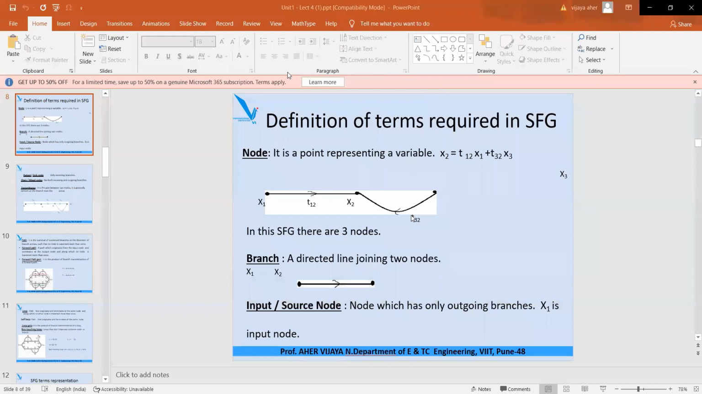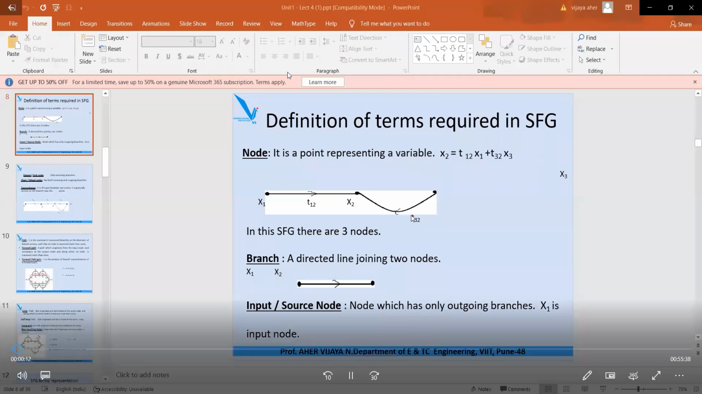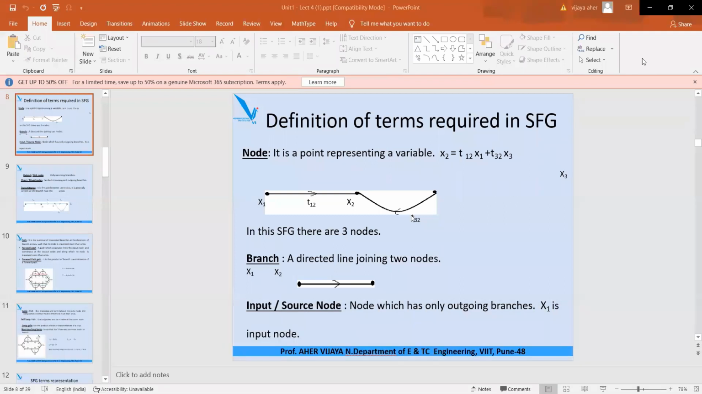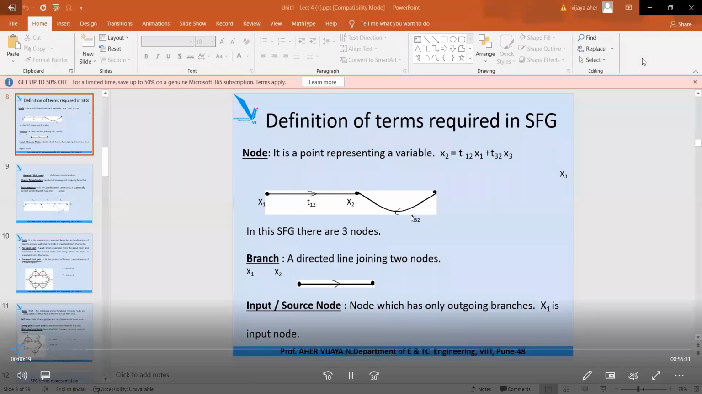Am I audible? Is the screen visible? Yes, ma'am. Okay, Vita, Abhishek. Now students are joining. Only 68 students are here.